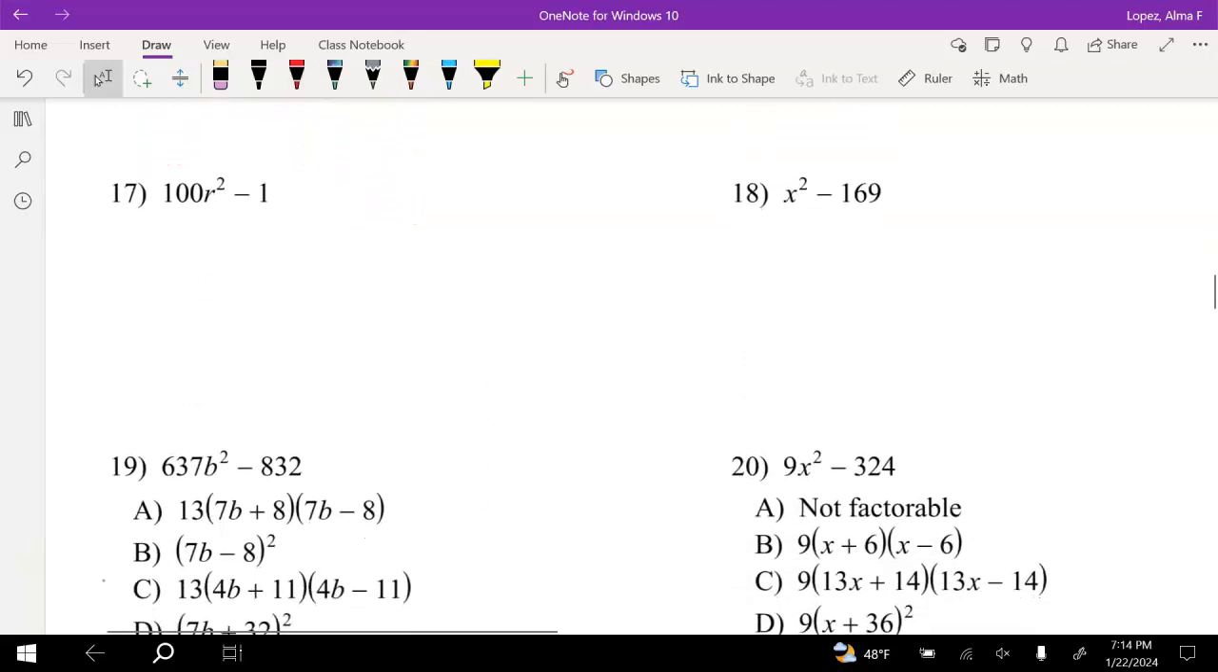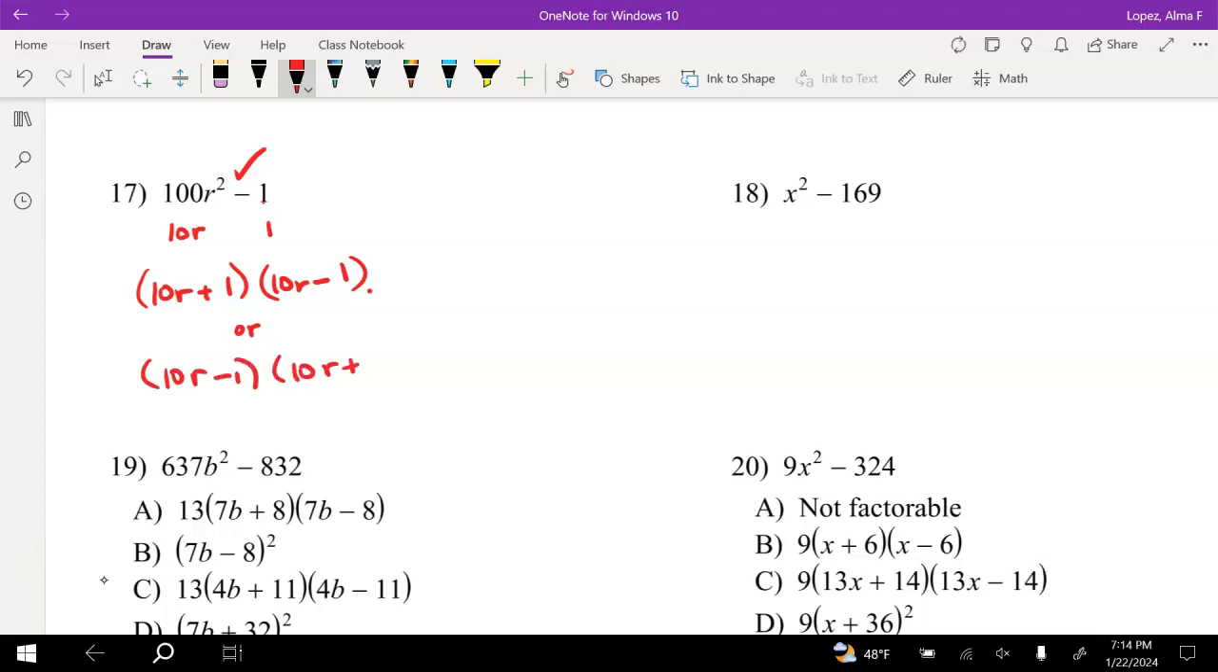Let's look at 17. There is a negative between the 2 terms. The number in the first position is a perfect square. It is the perfect square of 10r. The number being squared in the second position is a 1. Because it is a difference of 2 perfect squares, we open up our 2 parentheses factors. The 10r goes in each of the first positions. The 1 goes in each of the second positions with a plus and a minus between them. And I do want to remind you that as long as the parentheses are identical to the ones that I've written above, it doesn't matter which order you put them in.